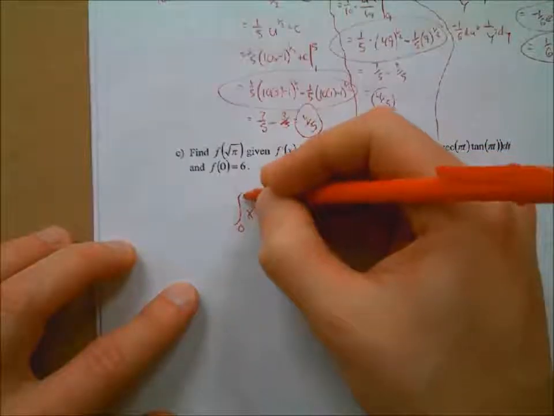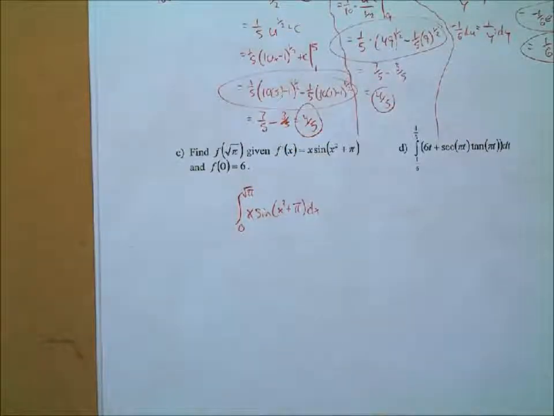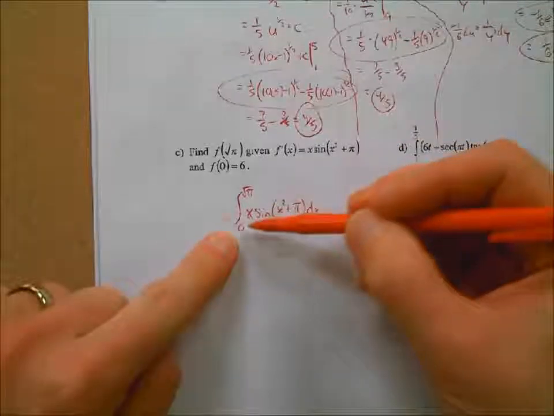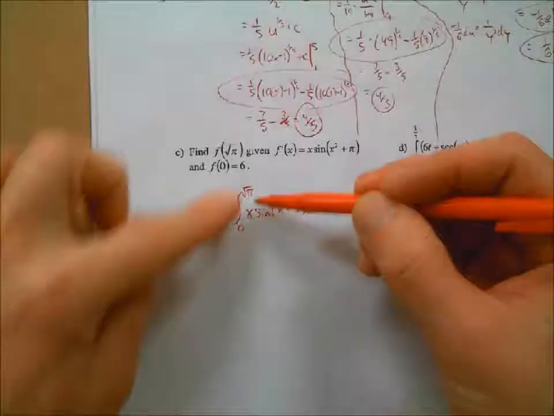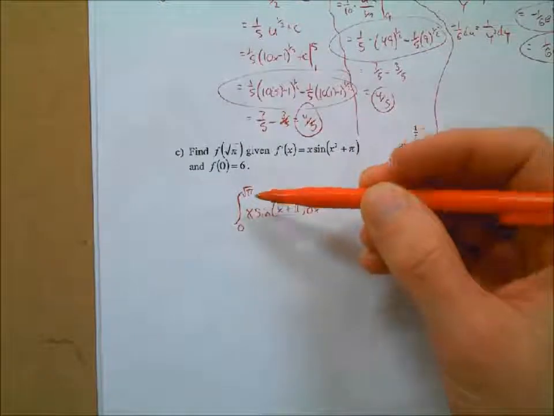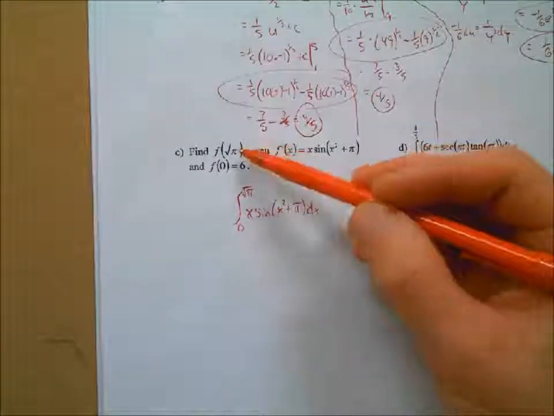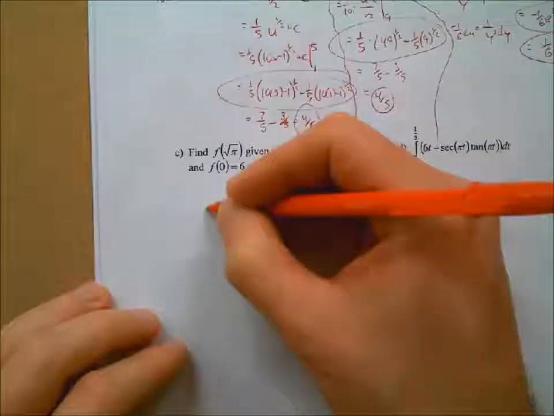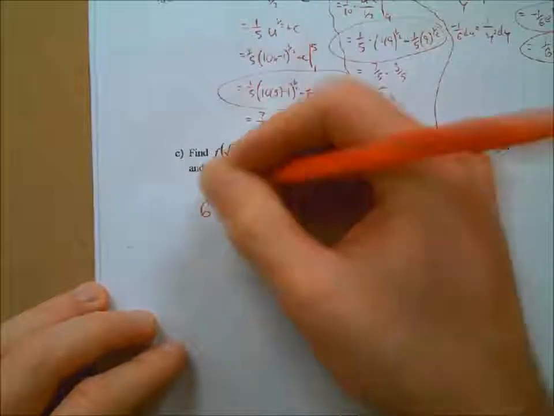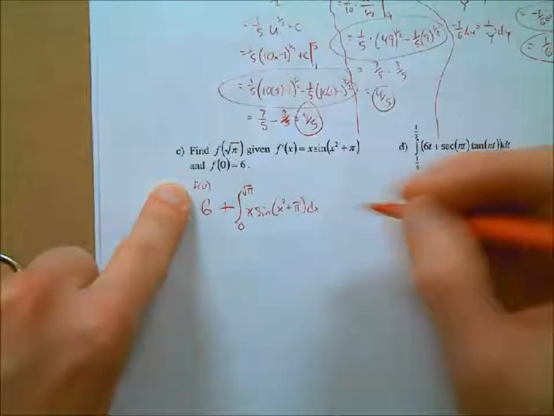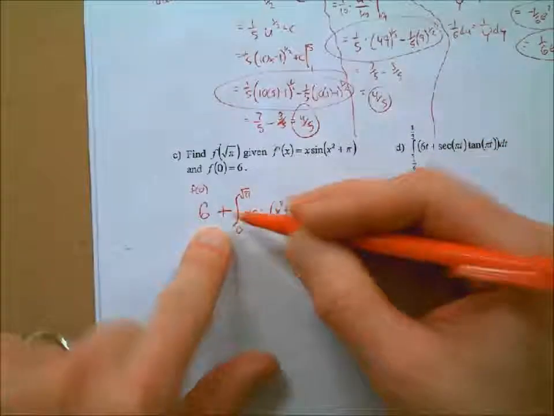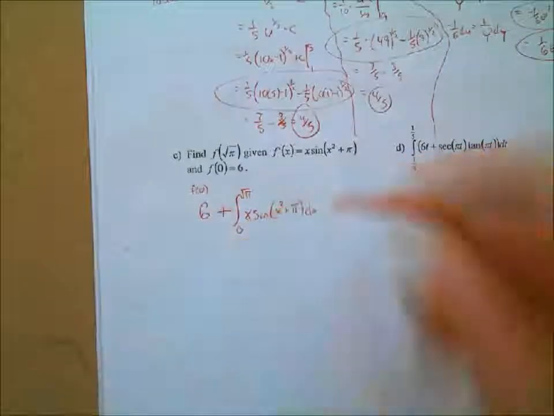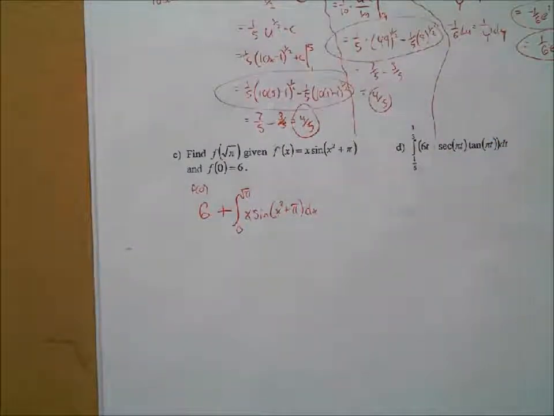Okay, the integral from 0 to the square root of pi, and then did you have anything else as part of this? No. So this will get us the net change from 0 to the square root of pi, but only the net change. We want to know what is the value at the square root of pi. Okay, what was the value of the function at 0? So we're going to take f of 0, which is 6, and add to it the integral from 0 to the square root of pi. That will then get us our desired value of f of the square root of pi.